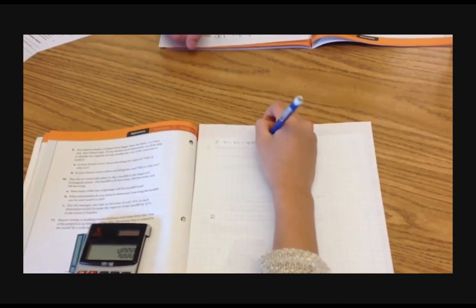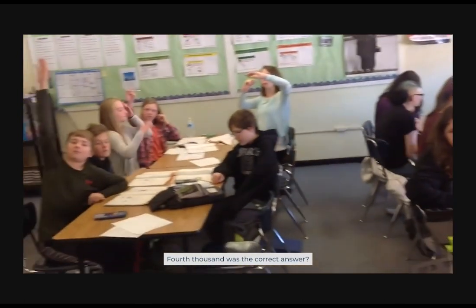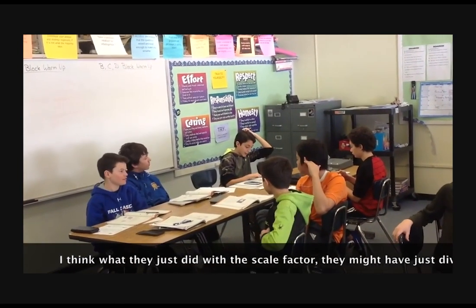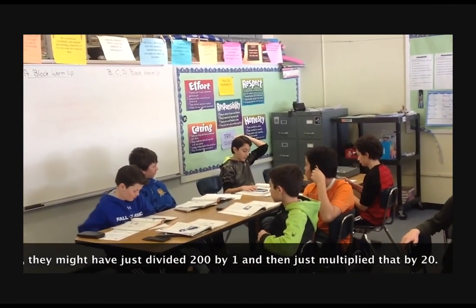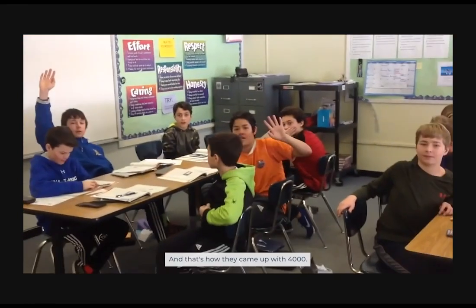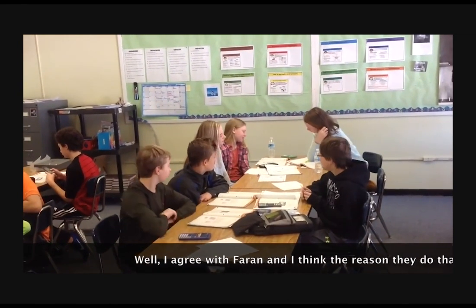20 times 200. Times 200 again. Yeah. You had two squares, go factor. So what are your thoughts? Why did so many students say that 4,000 was the correct answer? What do you think, Fran? I think what they just did is with the scale factor, they might have just divided 200 by 1 and then just multiplied that by 20. And that's how they came up with 4,000? All right. What do you think, Allie? Well, I agree with Farhan, and I think the reason they do that is because they don't.